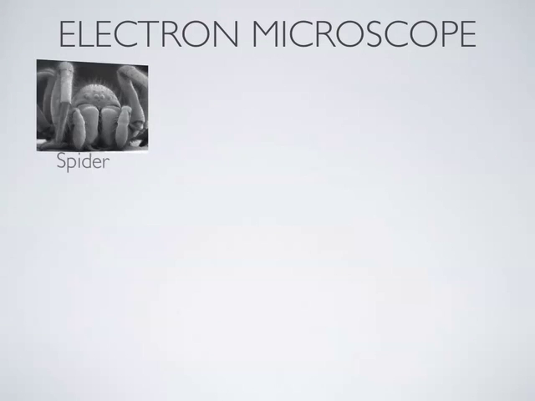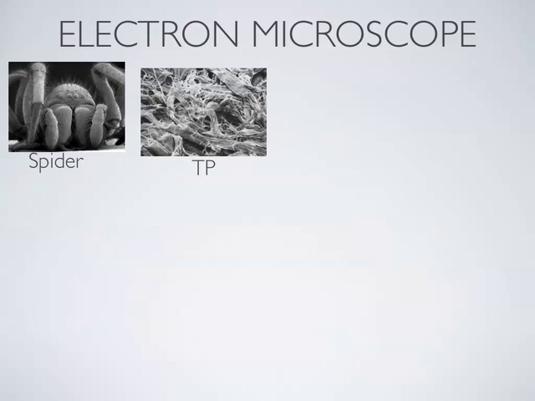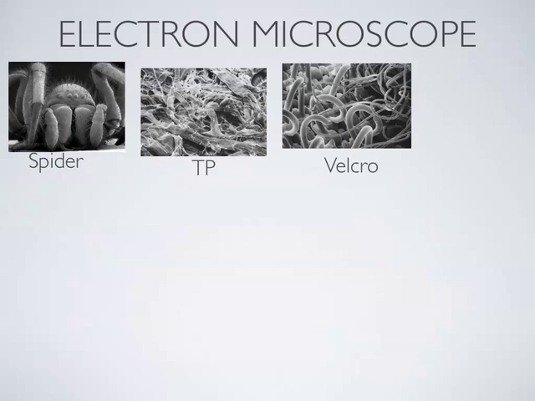Then the electron microscope, which magnifies things up to a million times. So you can see really interesting views of organisms, like a spider. This is toilet paper, what it looks like under an electron microscope. Velcro. Velcro, it's kind of neat.